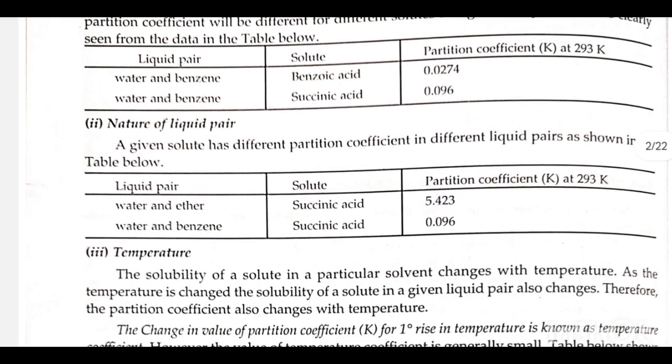Number 2, nature of liquid pair. A given solute has different partition coefficient in different liquid pairs as shown in the table. Liquid pair, water and ether. Solute, succinic acid. Partition coefficient at 293 Kelvin, 5.423. Liquid pair, water and benzene. Solute, succinic acid. Partition coefficient 0.096.